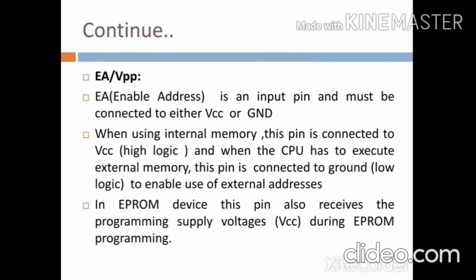Then EA and VPP. EA, that means enable address, is an input pin and must be connected to either VCC or ground. When using internal memory, this pin is connected to VCC, that means high logic, and when the CPU has to execute external memory, this pin is connected to ground, that means low logic, to enable use of external address. In EEPROM devices, this pin also receives the programming supply voltage during EEPROM programming.